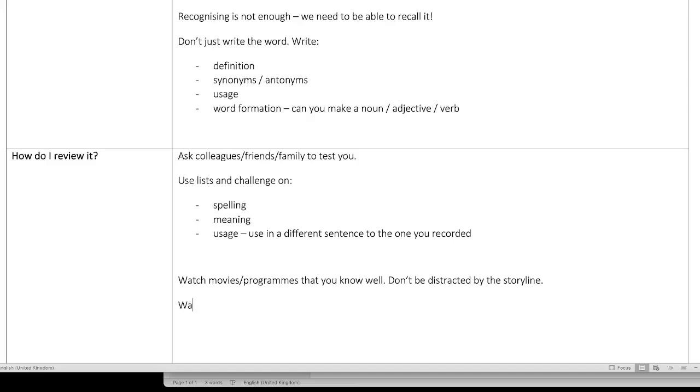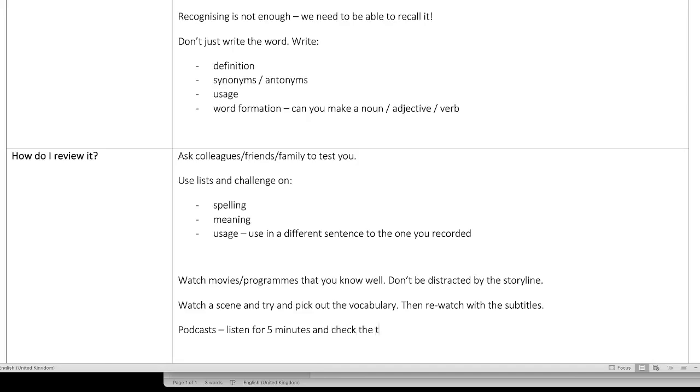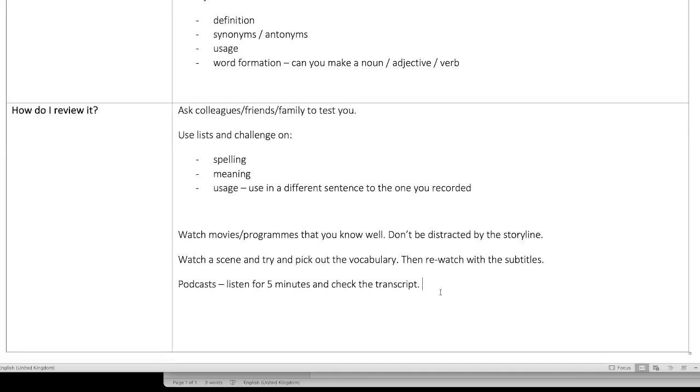Instead, watch a scene and try and pick out the vocabulary. Okay, then rewatch with the subtitles, the words at the bottom. Okay, same with podcasts. Listen for 5 minutes and check the transcript. This is how you can review your vocabulary.